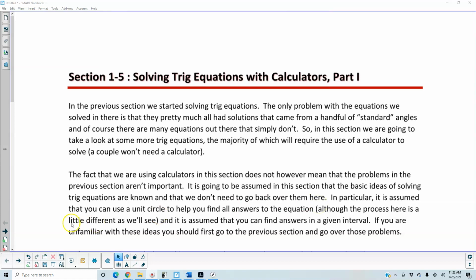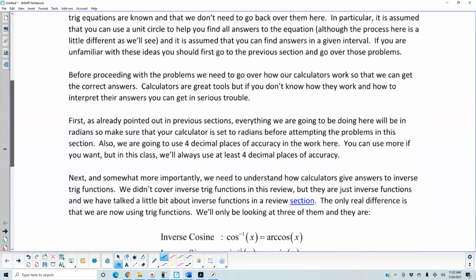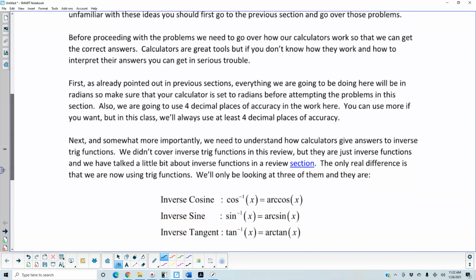In particular, it is assumed that you can use a unit circle to help you find all the answers to the equation, although the process here is a little different, as we'll see. And it is assumed that you can find answers in a given interval. If you are unfamiliar with these ideas, you should first go to the previous section and then go over those problems.